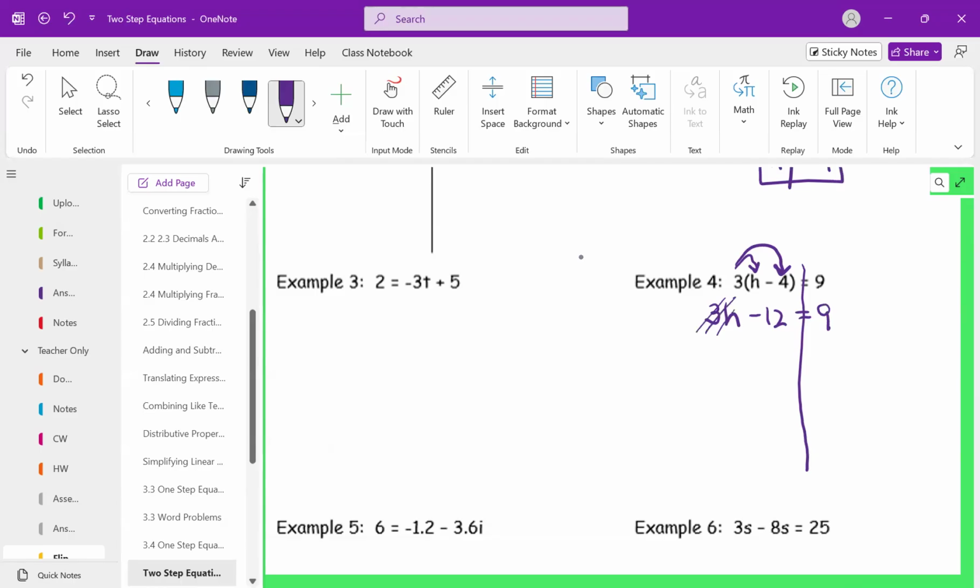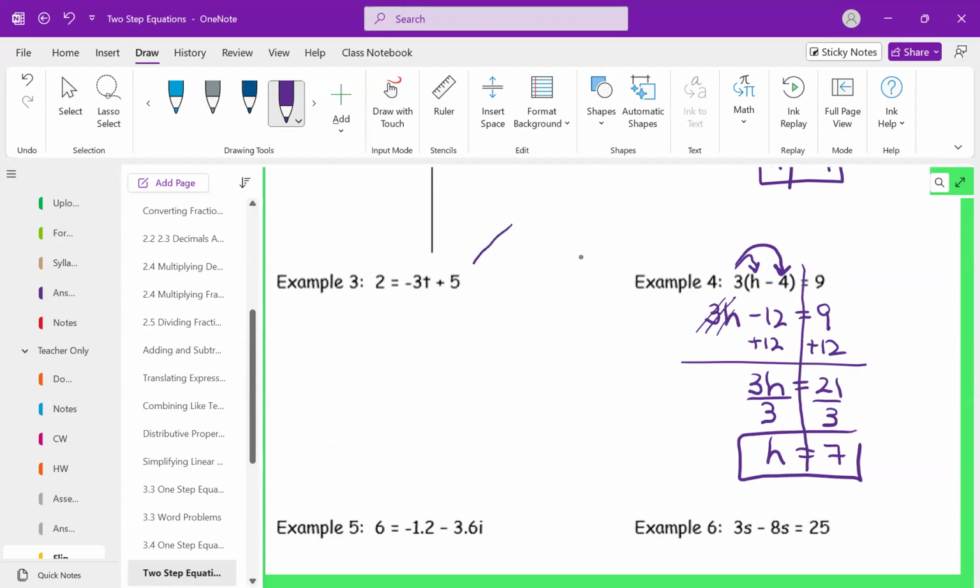Cover up the variable term. Use an inverse operation to get rid of that constant. So now your variable term comes down, equal sign stays on the line, 9 plus 12 is 21. And finally, divide by the coefficient. So h equals 7. You go back and solve number 3.